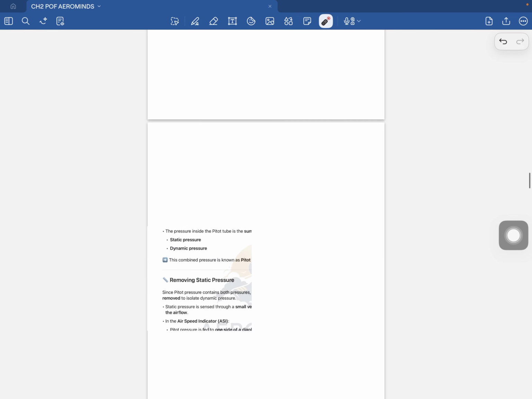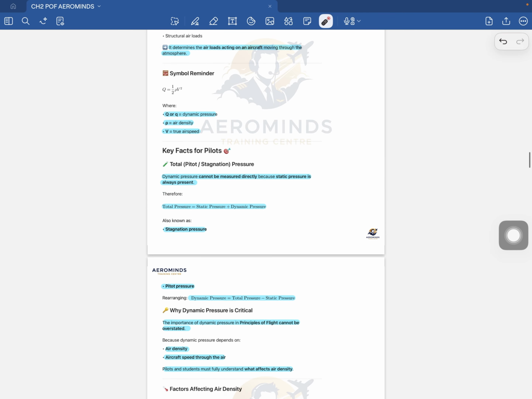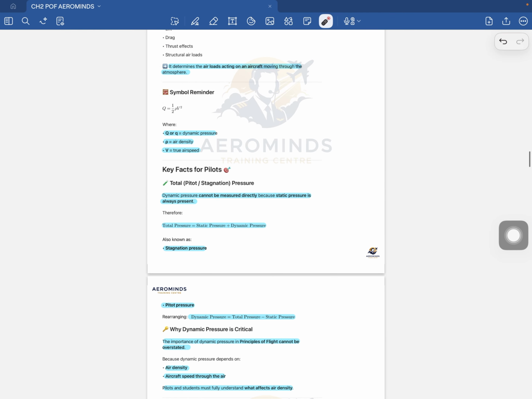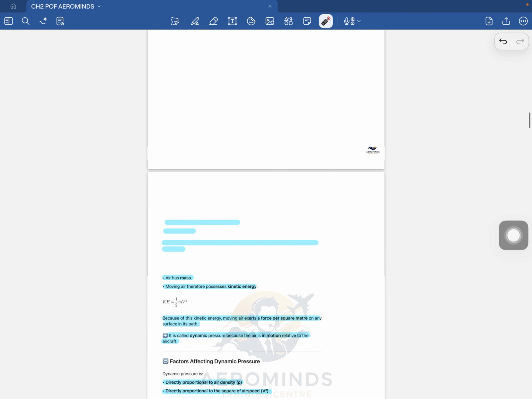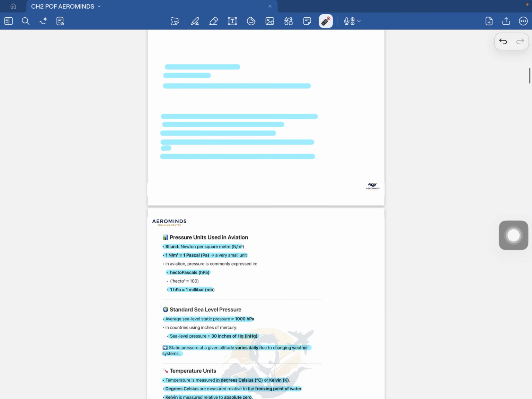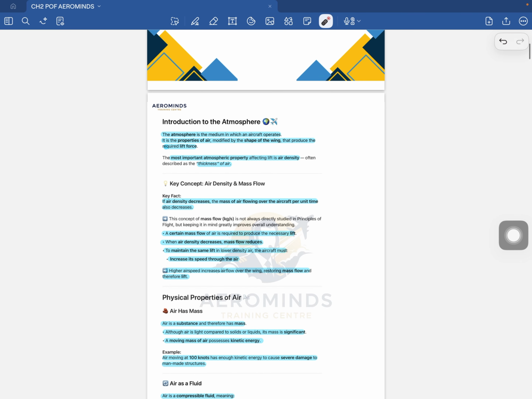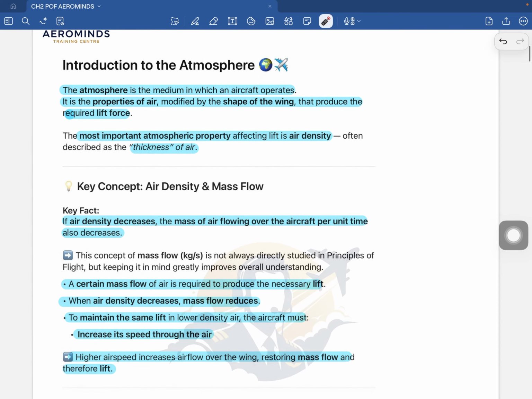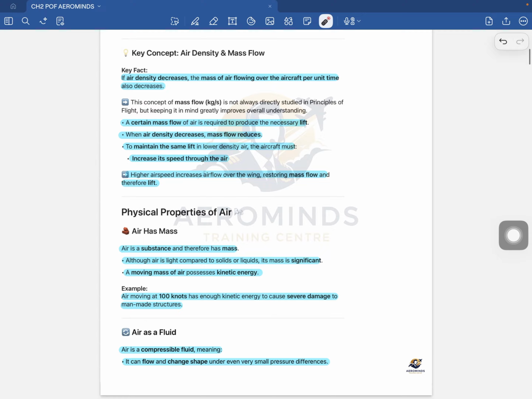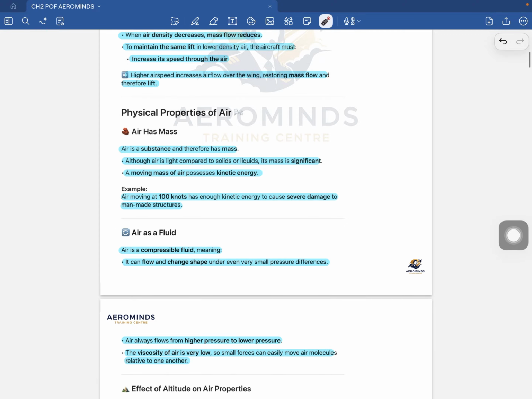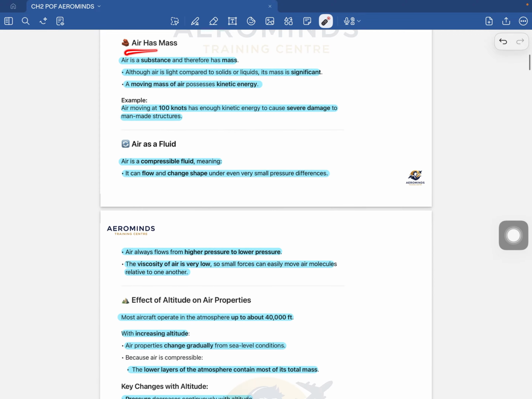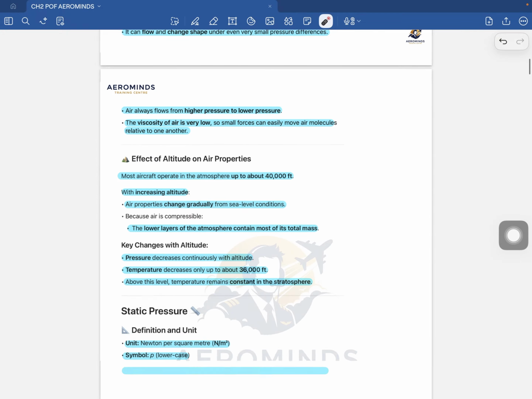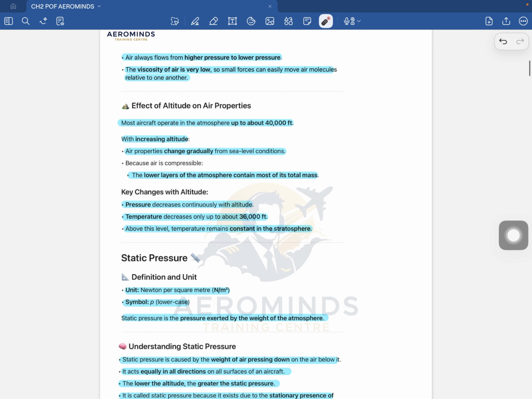We have completed all the four parts of the video, and now we are going to move to the MCQs. So I think I should do a small recap if we can. We'll complete it in 5 minutes. So first we did introduction to the atmosphere, key concept of density decreases, and the mass flowing over the aircraft also decreases. Then we saw the physical properties of the air as mass, air as a fluid, then the effect of altitude on the air properties.